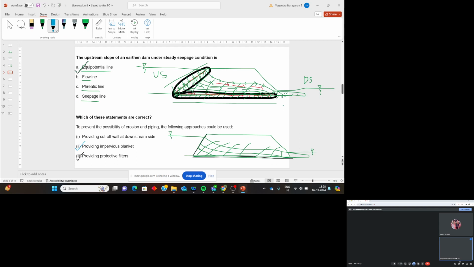Because as I said before, by placing this impervious blanket here, you will be sustaining the force exerted by water at the point of exit, the exit gradient. The impervious blanket is also provided at the downstream only.